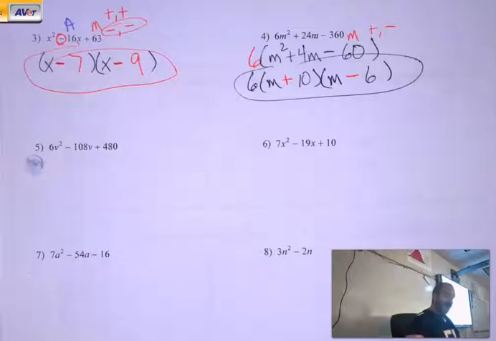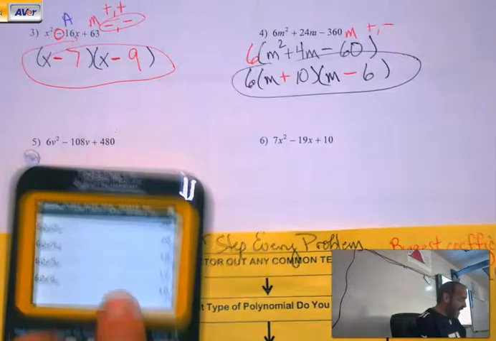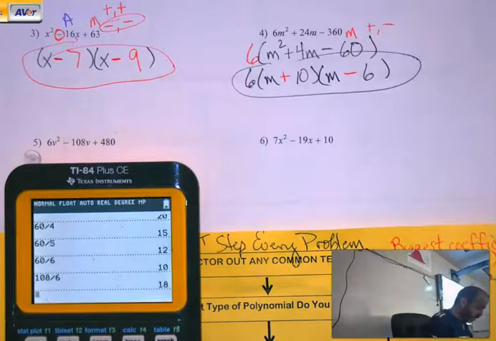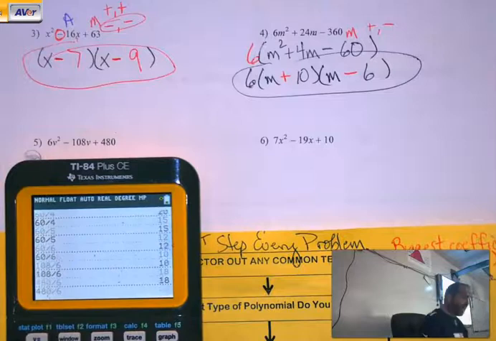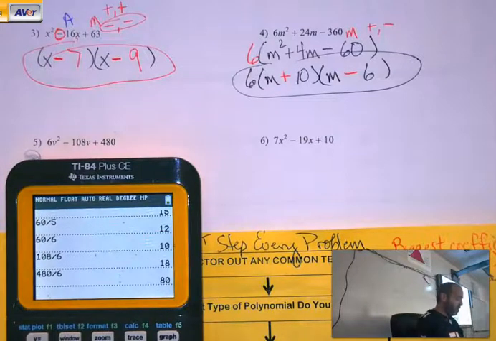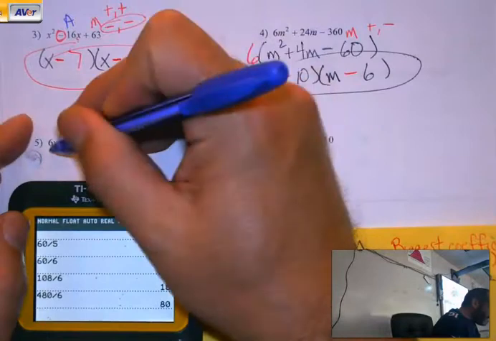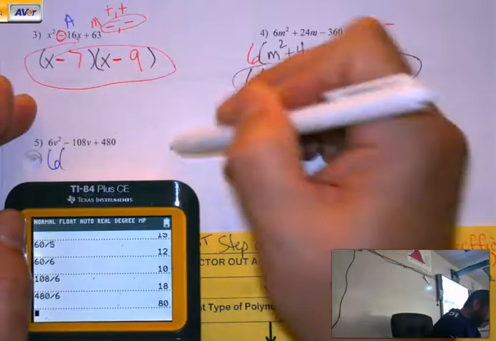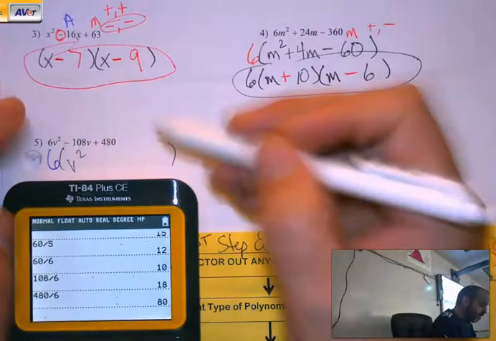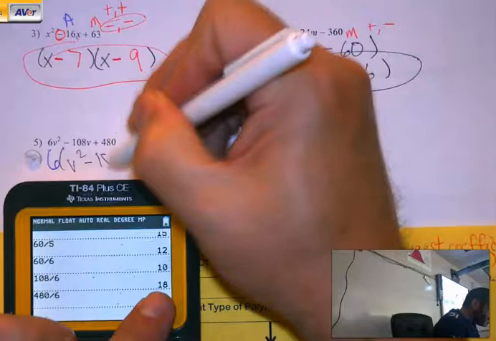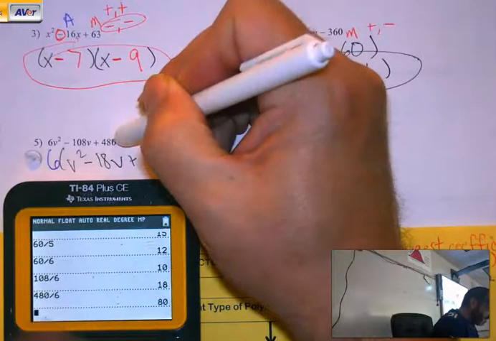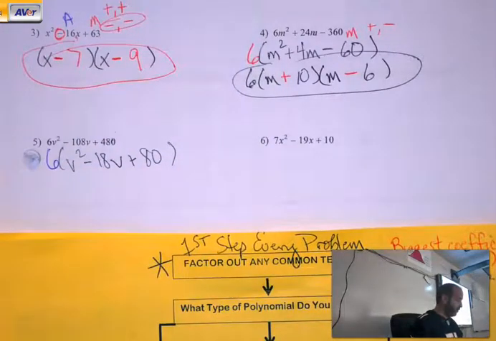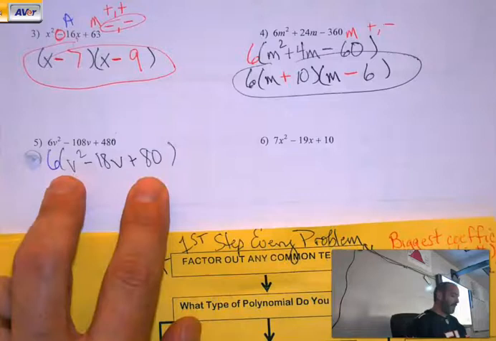Okay. Check every time. Let's see here. 108 divided by 6. That one worked. 480 divided by 6. That one worked. So you're like, okay, does that mean that every single time it'll be the number in front? Not every time. A lot of the time. 108 divided by 6, 480 divided by 6. You're like, yeah, party, same thing again.